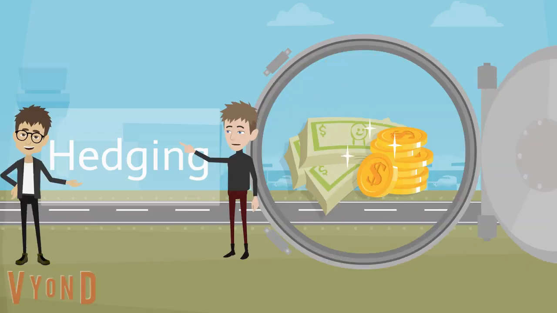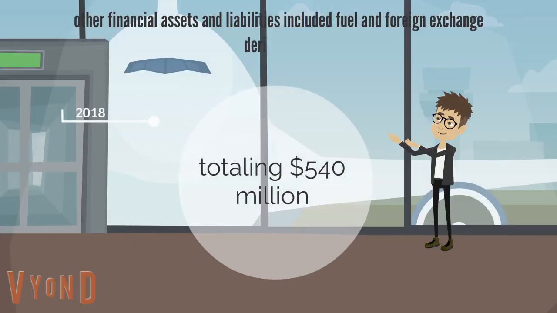Hedging is conducted in accordance with the Qantas Group policy. Fuel consumption out to 2 years may be hedged within specific parameters, with any hedging outside these parameters requiring approval by the board. For the year ended the 30th of June 2018, other financial assets and liabilities included fuel and foreign exchange derivatives totaling $540 million.